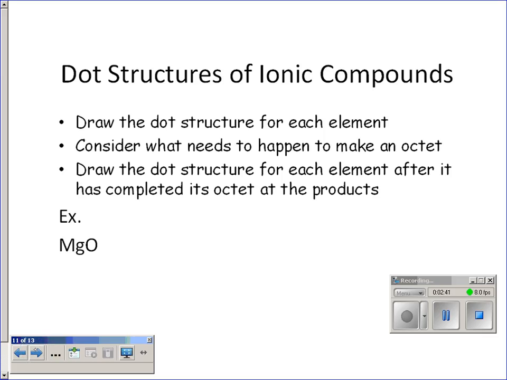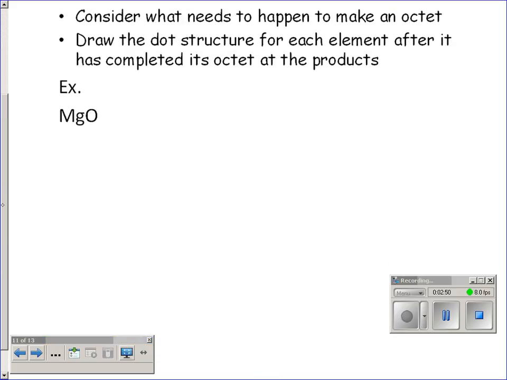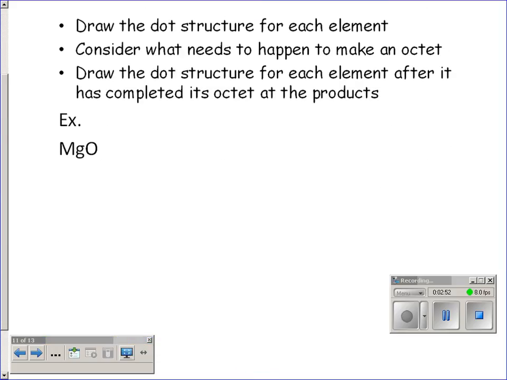Ionics. Dot structure of ionics are a little bit different because we're going to draw the dot structure for each individual element. Then consider what has to happen to the electrons to make an octet. And then we draw the dot structure for each element after it has completed its octet at the products. So for example, magnesium oxide. Magnesium has 2 valence electrons. It's in group 2. Oxygen has 6. 2, 4, 6.